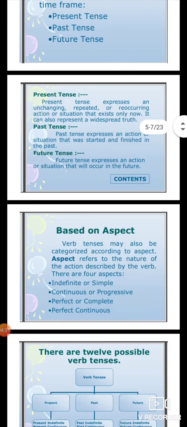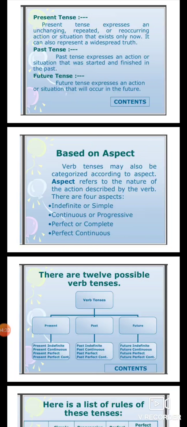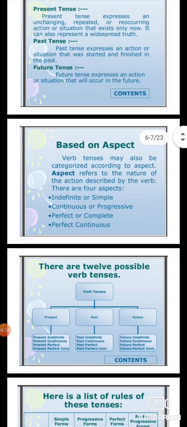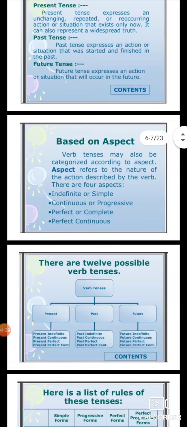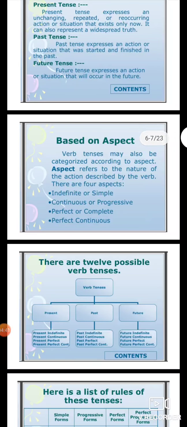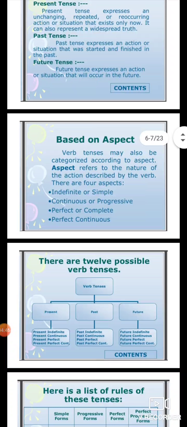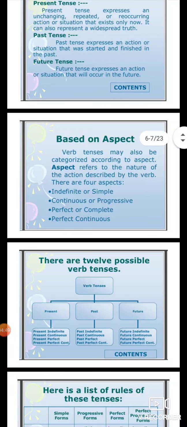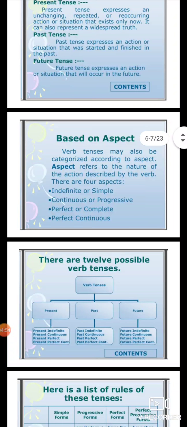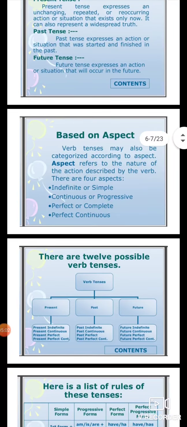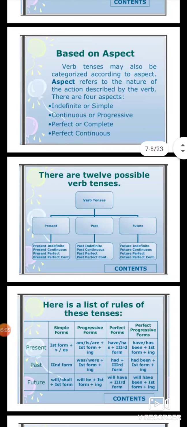I've already given you examples. Now we are going to classify these verb tenses. Why do we call them verb tenses? As I already told you, the word tense is related with two categories, the action as well as the time. Based on this concept, you can classify them into four types: simple or indefinite, continuous or progressive, perfect or complete, and perfect continuous. So how do we say that? For example, in the next slide, there are 12 possible verb tenses.